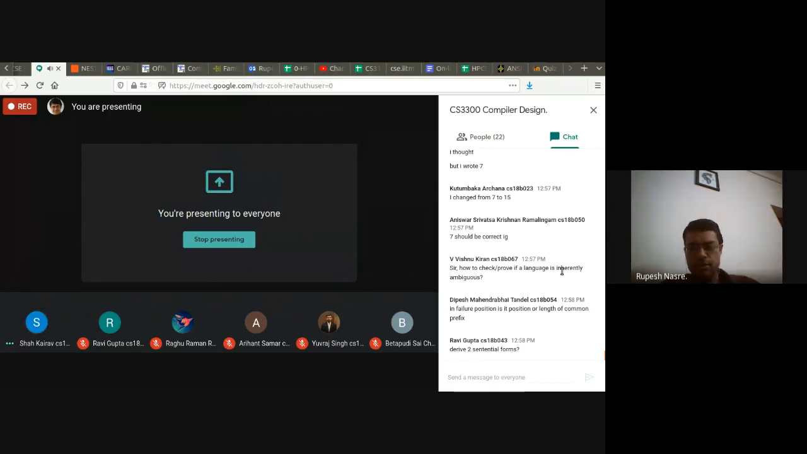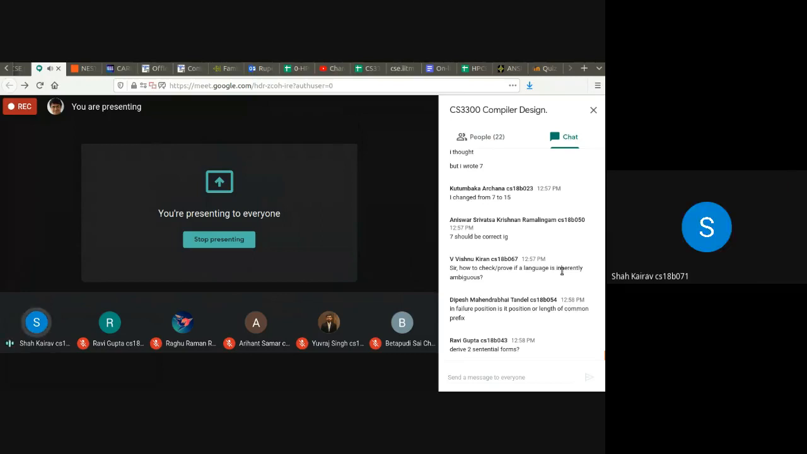Okay, good. Failure position, is it the position or the length of the common prefix? It is the length of the common prefix. It actually depends on how you implement the KMP algorithm, right? The essence is the length of the prefix of the pattern that is already matching. So you set that s = f(s). If you're using only length, you can simply make it s += f(s). But the way we have implemented it is that we have set it equal to f(s).